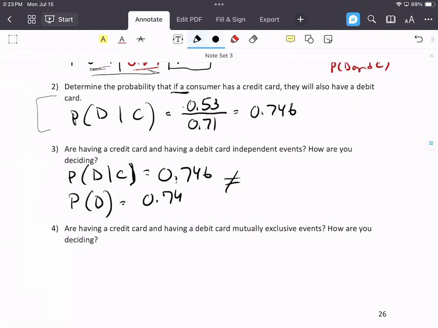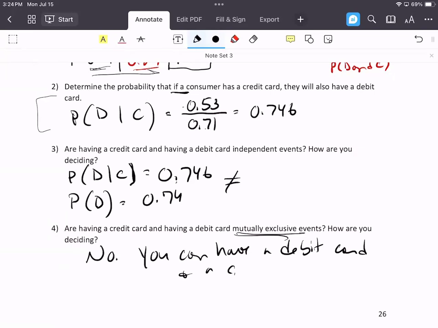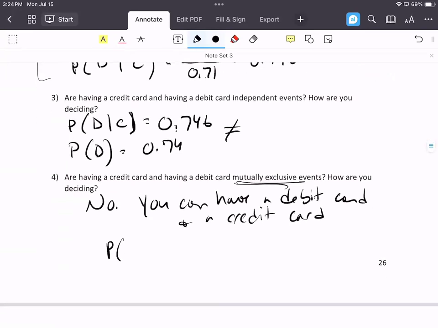Are having a credit and a debit card mutually exclusive? You're like, well, I just checked independence. Right, but remember, mutually exclusive and independence are different. How are you deciding? Mutually exclusive means that if you have one, you don't have the other. But we see, obviously, no, you can have a debit card and a credit card. We also can see by the probabilities that the probability of a debit and a credit card is 0.53, which is not the same as 0. So they are not mutually exclusive events.